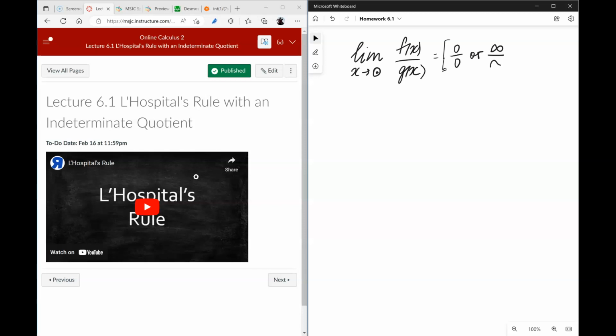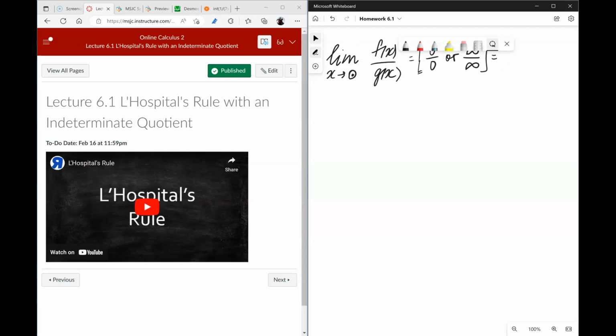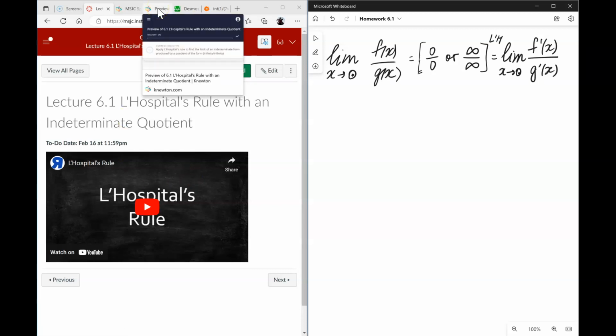one of the two, then the desired limit that you're looking for, I can just move this over, the limit that you're looking for will be, and this is what L'Hopital's rule says, the limit of the ratio of the derivatives of the two functions as x approaches that target value. So this is the rule. Let's see how it applies in this homework.